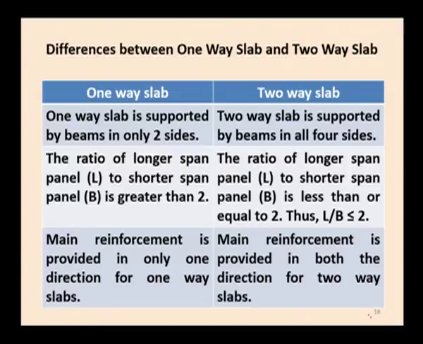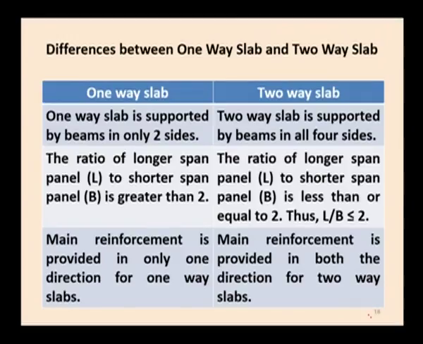Now, how to provide the main reinforcement. In a one-way slab, the main reinforcement is provided in only one direction, and in a two-way slab, the main reinforcement has to be provided in both directions. In a one-way slab, the reinforcement provided in the perpendicular direction is called the distribution reinforcement, that is a minimum reinforcement that is not going to take any load.